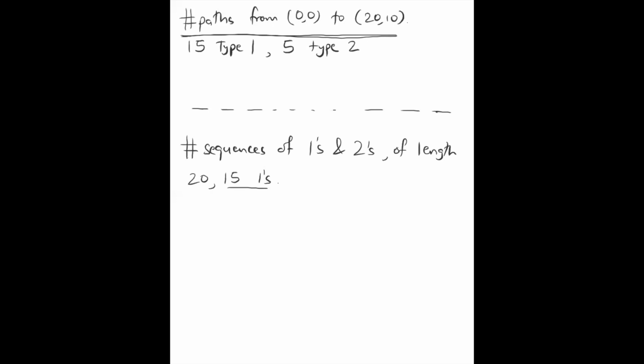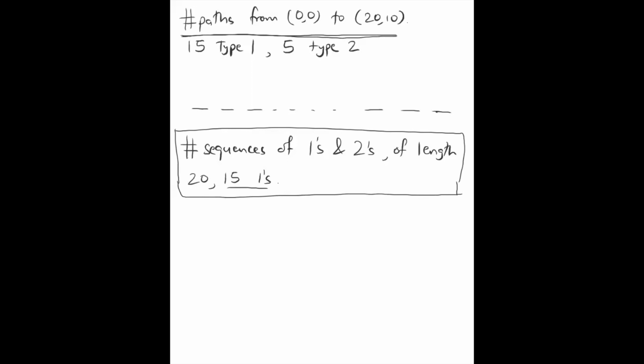and the only thing apart from ones that you're allowed to put in the sequence is twos. So the remaining 5 spots have to be occupied by twos, you know. So I don't really need to write that once I've written there are 15 ones. So to count the number of paths, we could just as well count this new thing. Okay, and now we'll see why this is much easier.